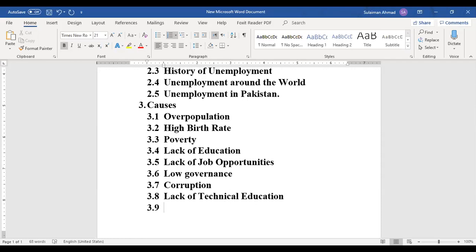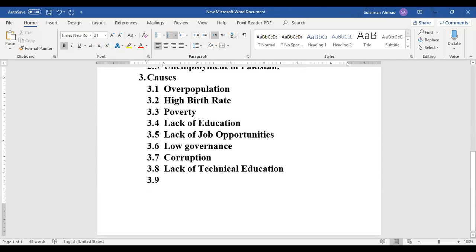What else can be there? Come on. Remote control area population. Okay. So these are, I think, sufficient. The causes.